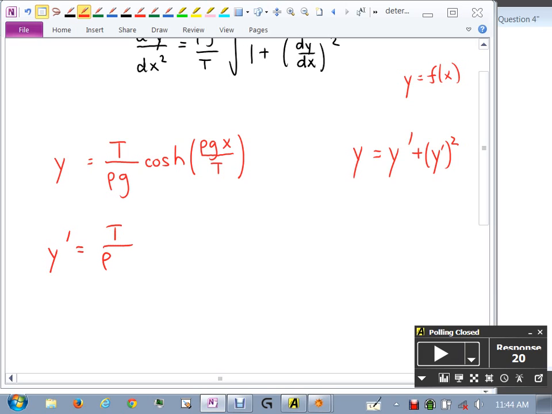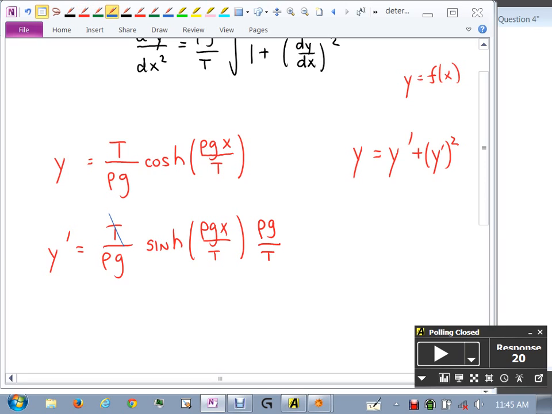This stays the same because it's a constant. What's the derivative of cosine hyperbolic? Sine hyperbolic of what was in there, right? Times the derivative of what's in here, which is everything but x, because x is the variable. Everything here is a constant. The derivative of a constant in front of x is the constant. So we get this.